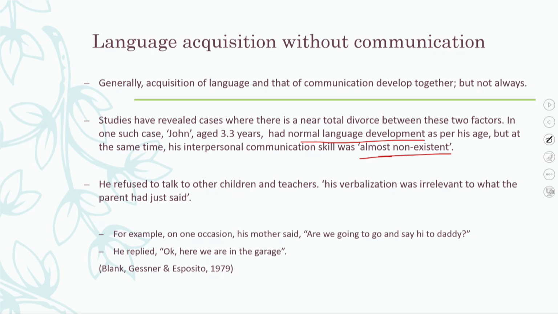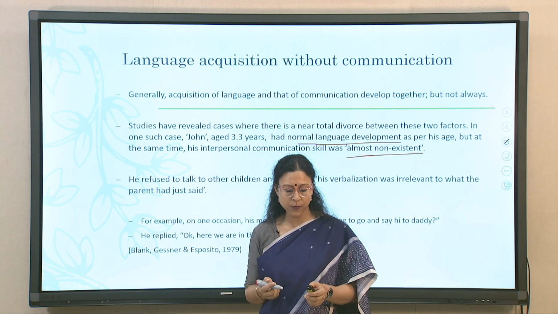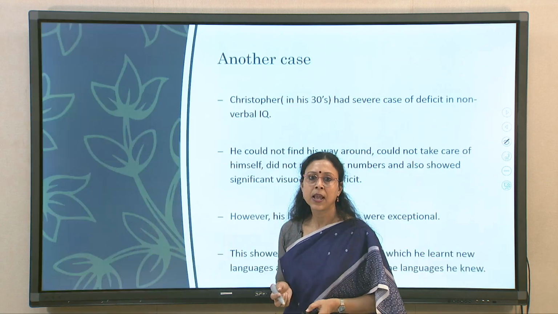For example, on one occasion his mother said, "Are we going to go and say hi to daddy?" He replied, "Okay, here we are in the garage." So, that kind of communication skill is not very useful. His communication skill was very poor. This is a study carried out in 1979.